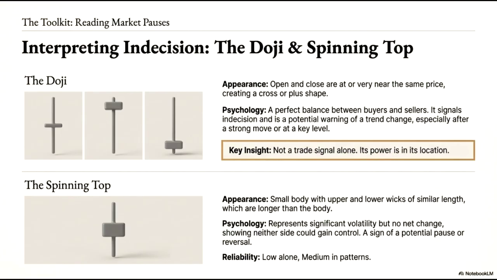The most important takeaway here is that a doji is not a trade signal on its own. Its significance is entirely dependent on its location within the broader chart.